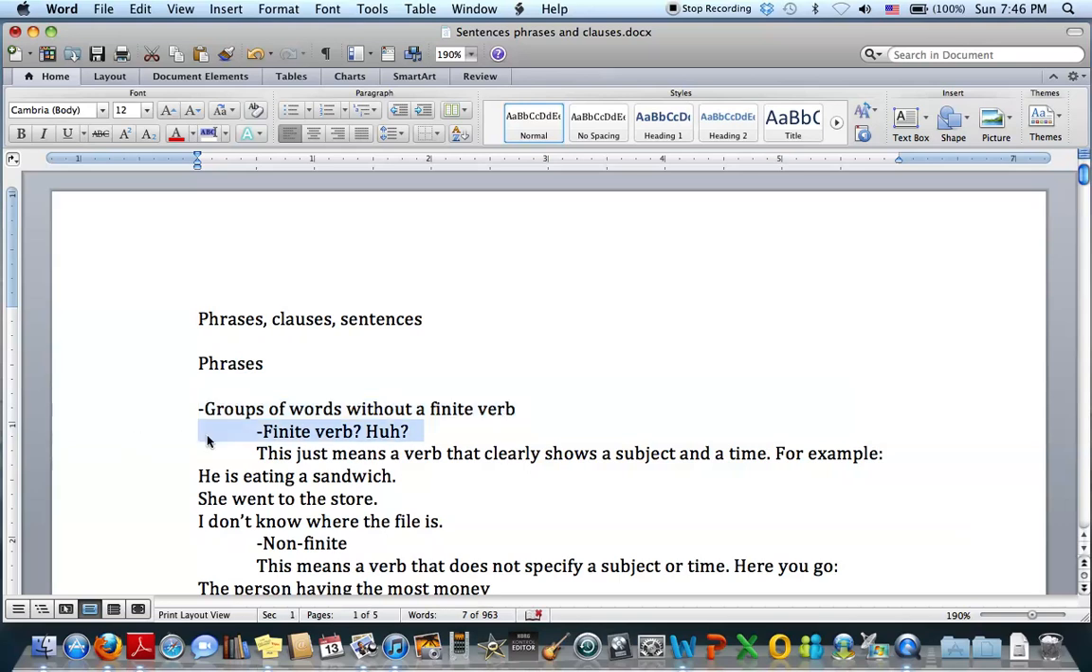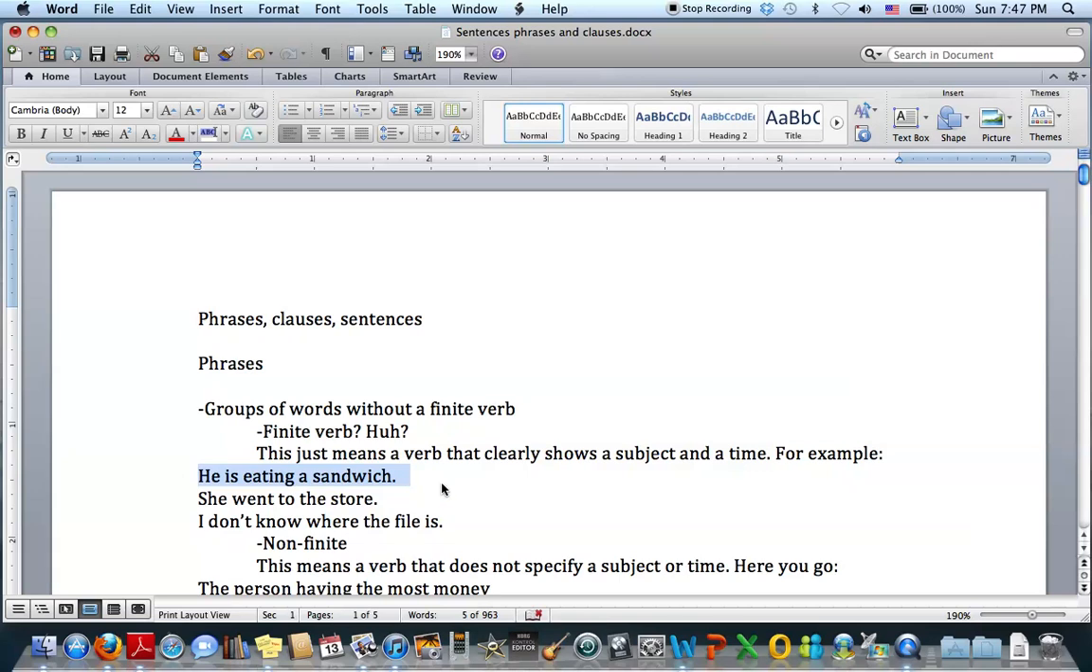Now again, finite verb? That's a rather complicated concept, but the really easy way to remember it is it's just a verb that shows a subject and a time. Now again, let's specify this. A phrase, right? It's a group of words without a finite verb, meaning that there is no verb in there that clearly shows a subject and a time. So here's a couple of examples.